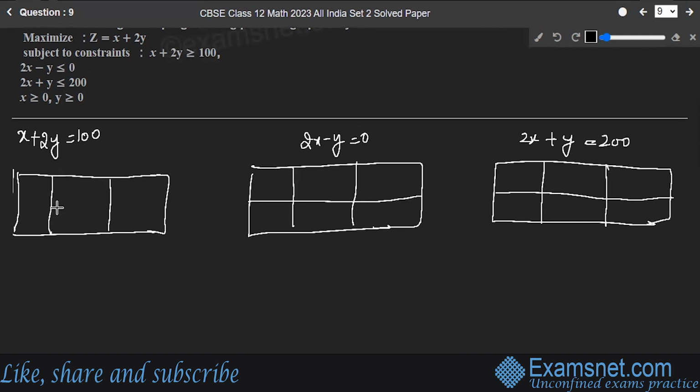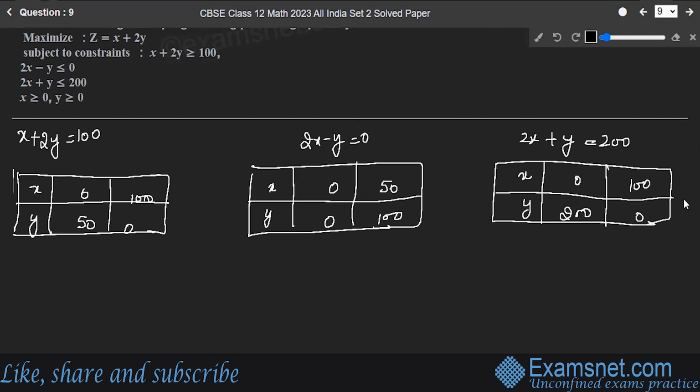So in the first one, here is x, y. If I'm putting x is equal to 0, y comes out to be 50, and putting y is equal to 0, x will be equal to 100. In the second one, if I put x is equal to 0, y will also be 0. If I'm putting x is equal to 50, then y will be equal to 100. The third one here is the value of x and y. If I'm putting x is equal to 0, y will be equal to 200. If I'm putting y is equal to 0, x will come out to be 100. So these are the 3 tables for this.